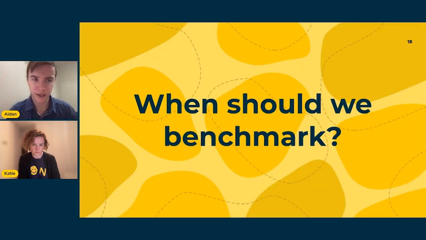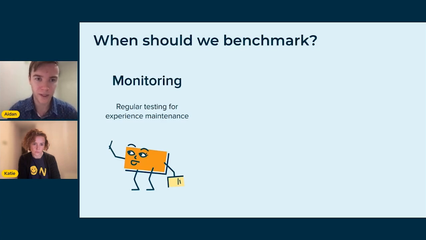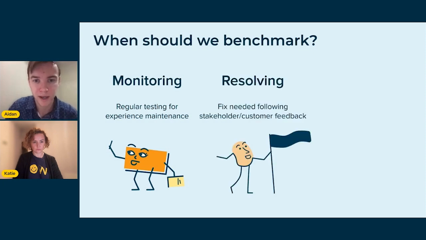Cool. So let's now look at when should we benchmark and what usually prompts benchmarking in our everyday lives. So first of all, when conducting research, quite commonly people will do benchmarking as part of monitoring or regular testing for the maintenance of a specific experience, making sure that there's a continuous finger on the pulse, to use that analogy earlier, and a continuous understanding of whether people are actually able to complete the task that they need to when given our taxonomy or given our sitemap. So that continuous maintenance is one way or one prompt for people to benchmark.